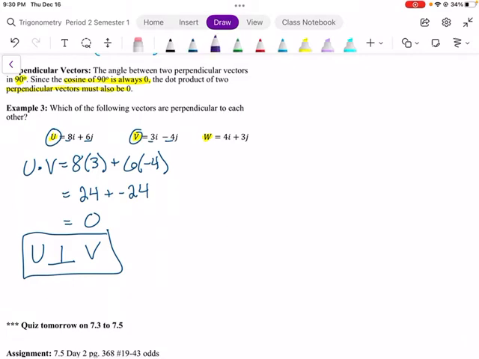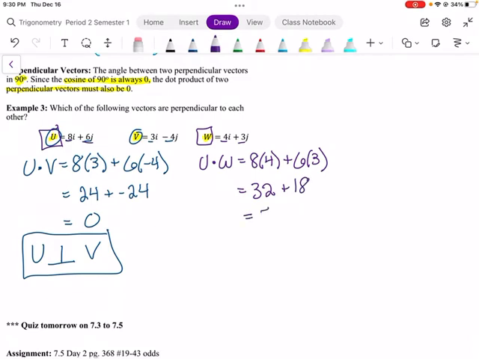Now let's try u and w. If we find the dot product of this, we're going to take 8 times 4 plus 6 times 3. 8 times 4 is 32 plus 18. We are going to get 50. So because the dot product does not equal 0, we know u is not perpendicular to w.